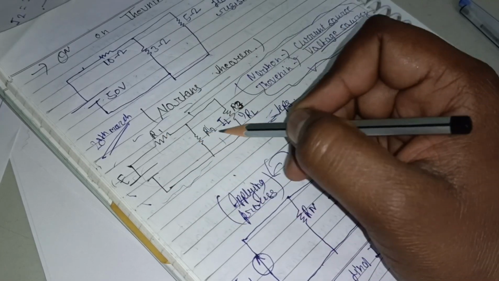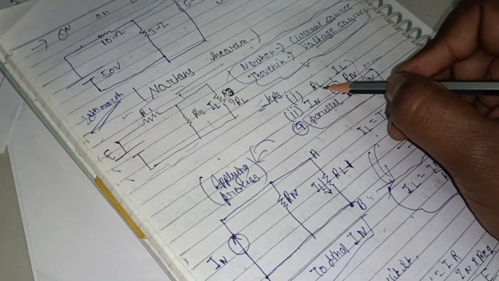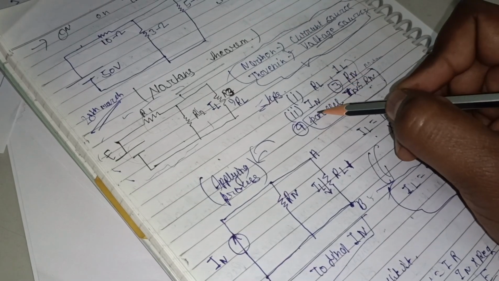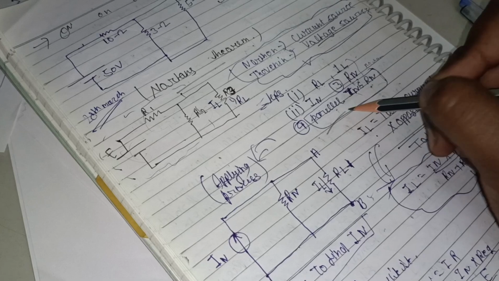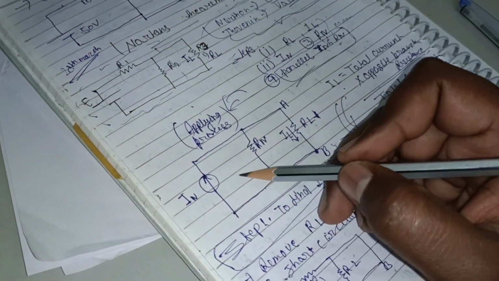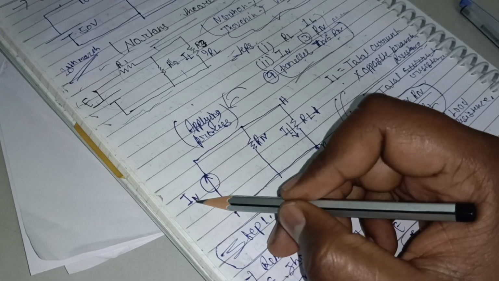There is a battery, R1, R2 and R3. So the steps: first is the load resistance and load current. This is the Norton current and Norton resistance, then parallel. There is something I am trying to say. So first of all we will change it into a Norton current.